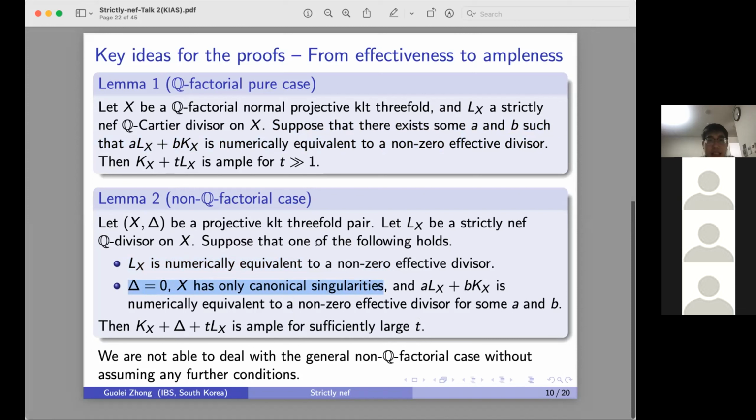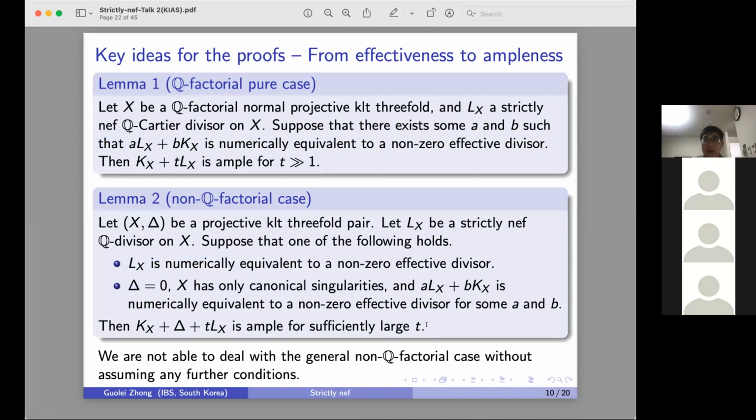Note the difference between lemma 1 and lemma 2. If we drop the Q factorialness in lemma 2, then we need some further conditions. Either L_X itself is numerically equivalent to a non-zero effective divisor, or we require X to have only canonical singularities. Then we can show K_X + Delta + tL_X is ample for sufficiently large t.